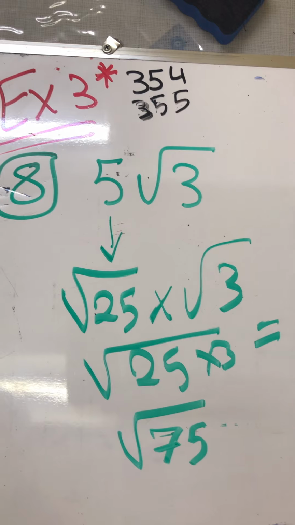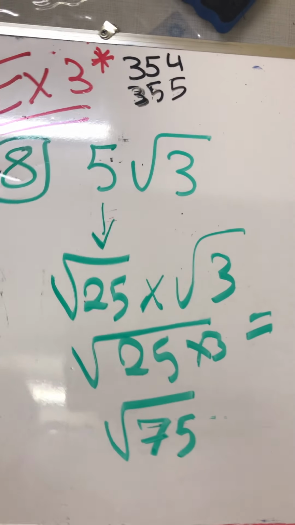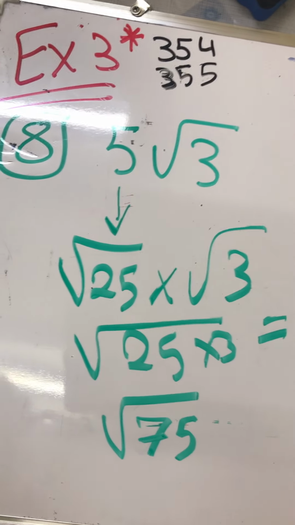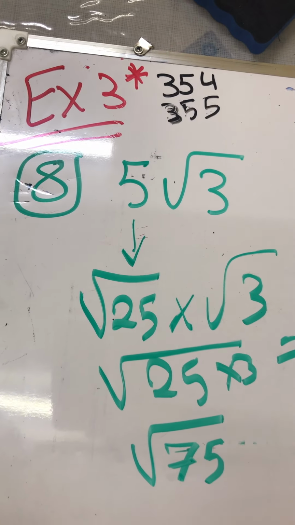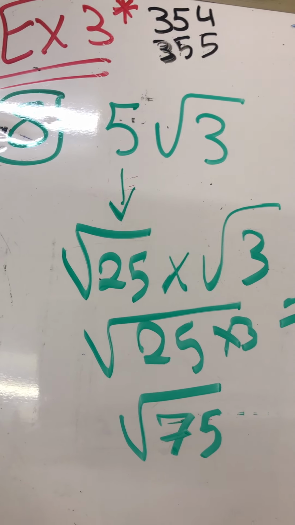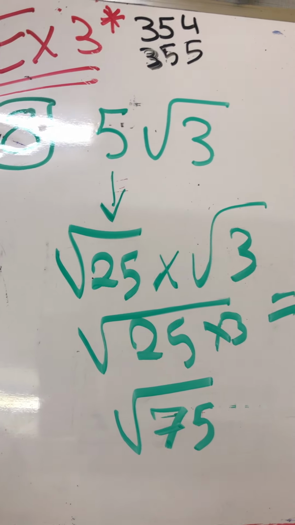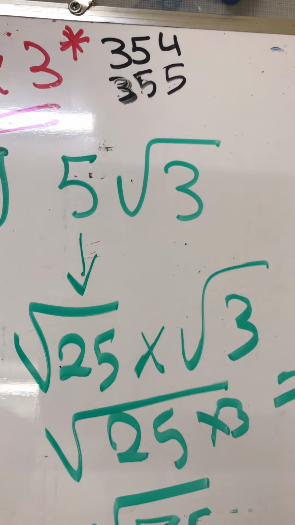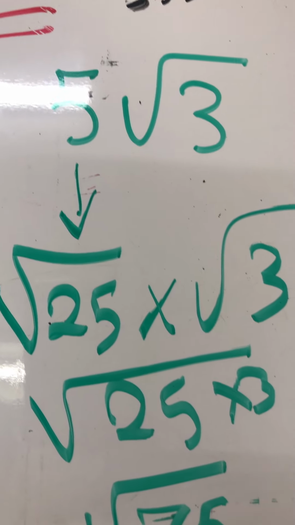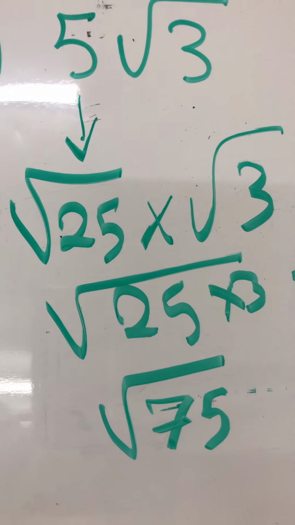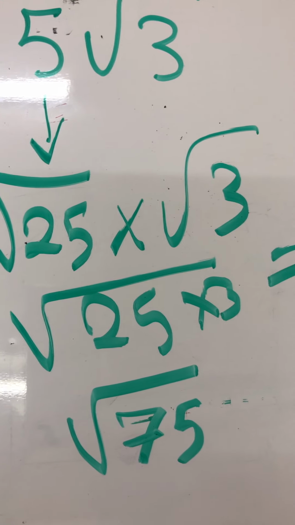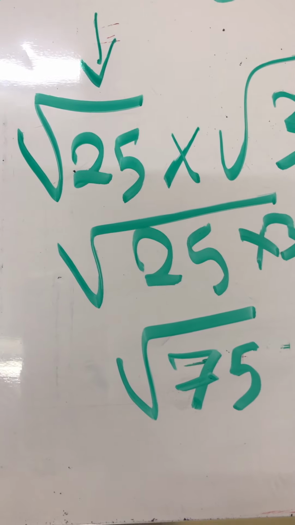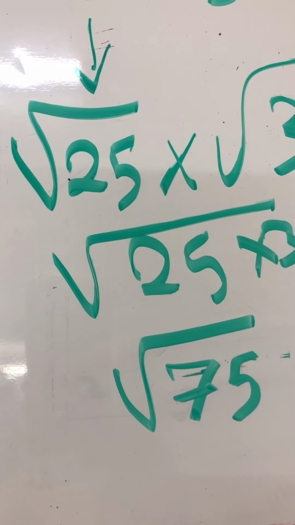So again, express as the square root of a single number. This 5, I return it again under the square root, so it will be square root of 25, multiplied by square root of 3. Take both of them under 1 square root, 25 multiplied by 3. So the answer is square root of 75.